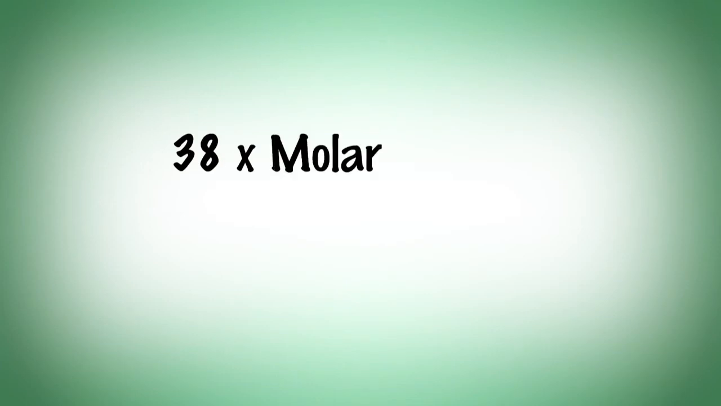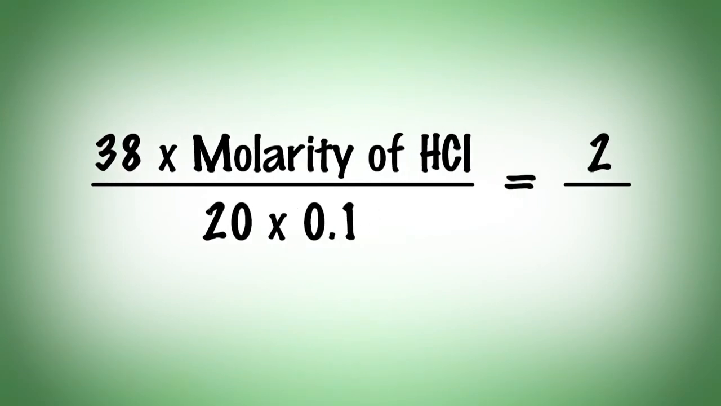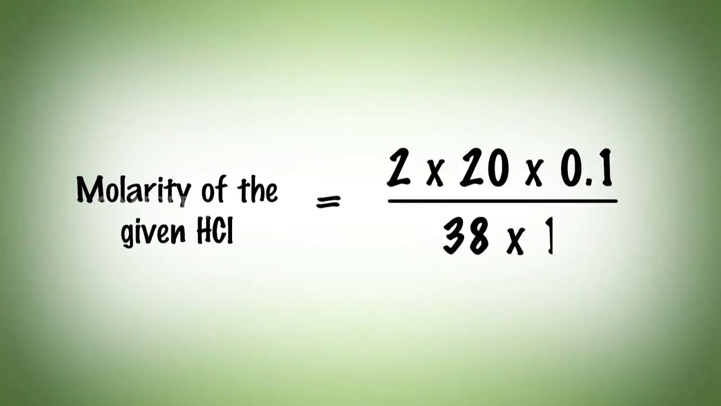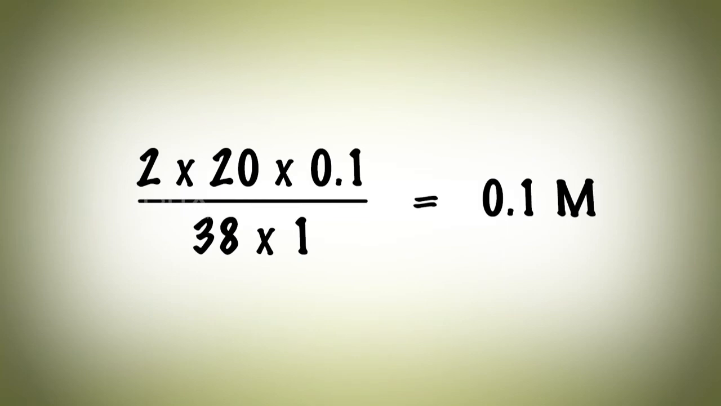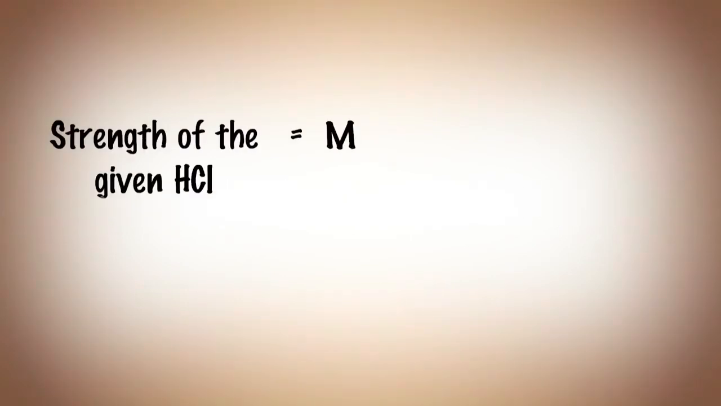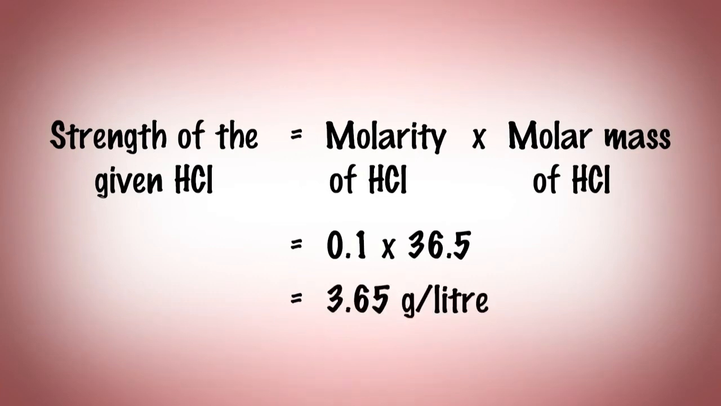That is, 38 into molarity of HCl divided by 20 into 0.1 is equal to 2 divided by 1. Therefore, molarity of the given HCl is equal to 2 into 20 into 0.1 divided by 38 into 1. This gives you 0.1 molar. Molar mass of HCl is equal to 36.5 grams per mole. Therefore, the strength of the given HCl is equal to molarity of HCl into molar mass of HCl. That is 0.1 into 36.5, which gives you 3.65 grams per liter.